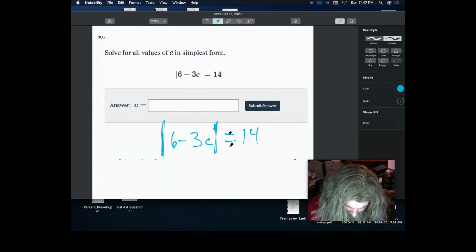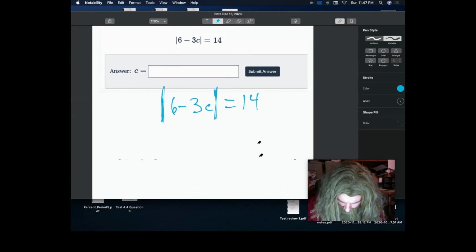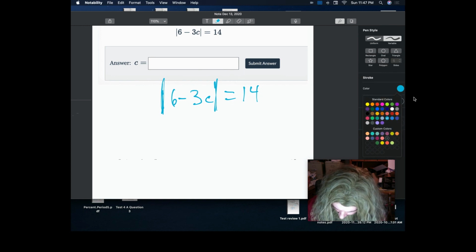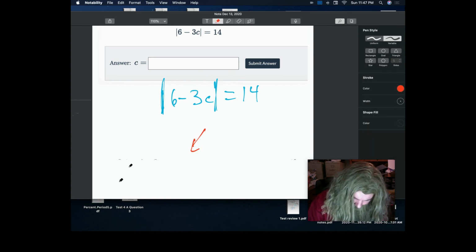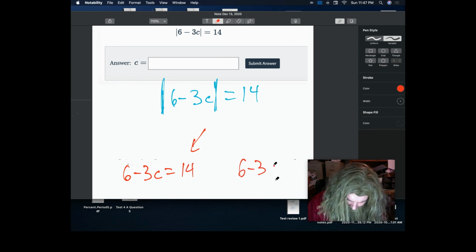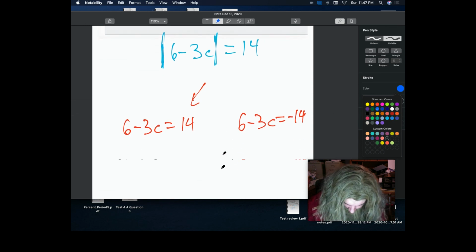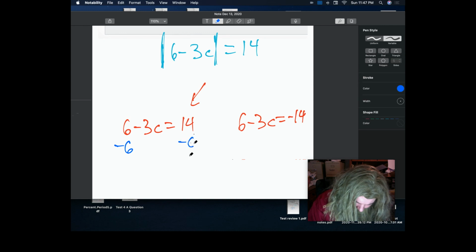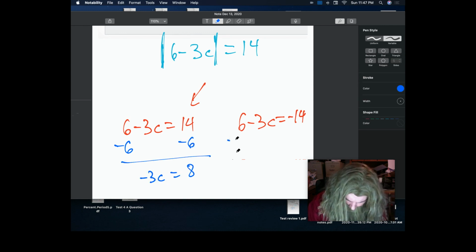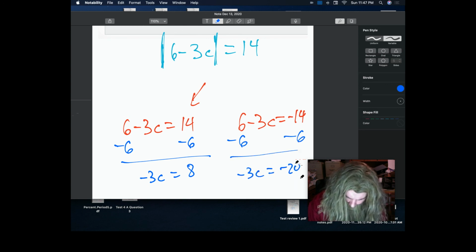So what should I do here? The absolute value is by itself, as is the 14. I hope you had said 6 minus 3c will equal the 14, as will 6 minus 3c equal negative 14. And then we will solve. Let us subtract 6 from both sides. Negative 3c is the 8. Over here we shall do the same. And negative 3c equals negative 20.